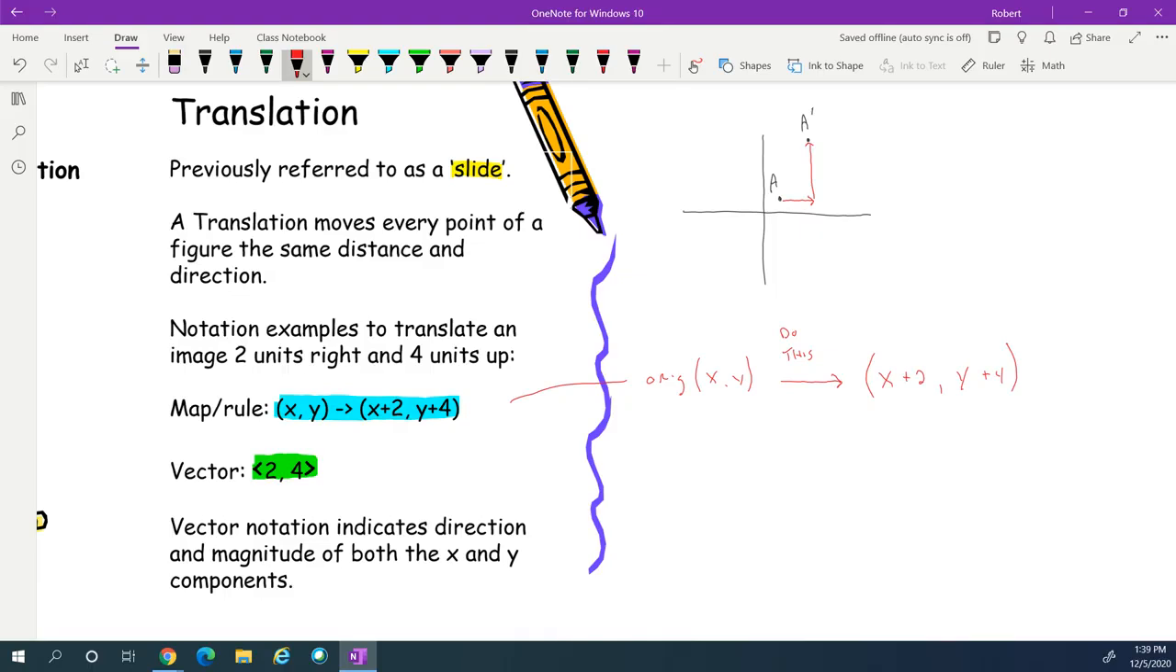Now, if that was a triangle, we would do it 3 times. If it was a decagon, we would do it 10 times. We take every vertex of the image and we move it the exact same way, following the rule.